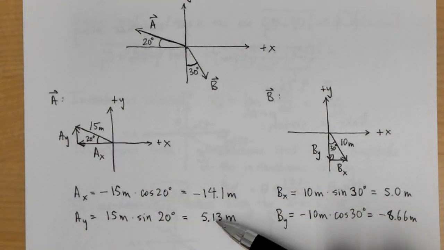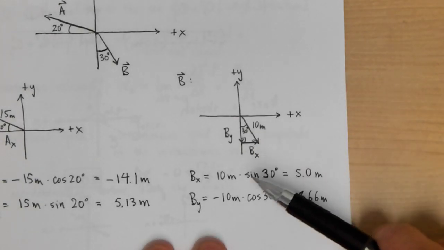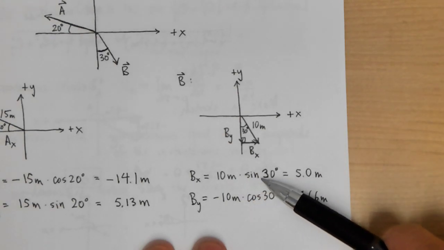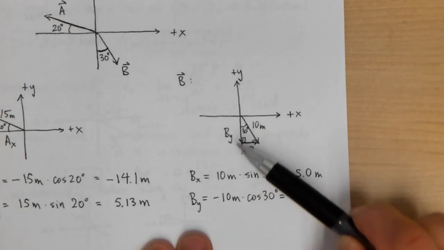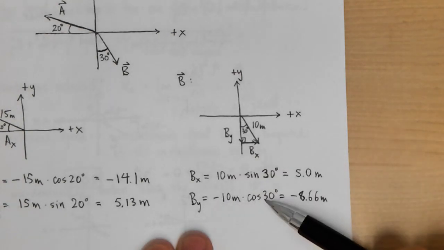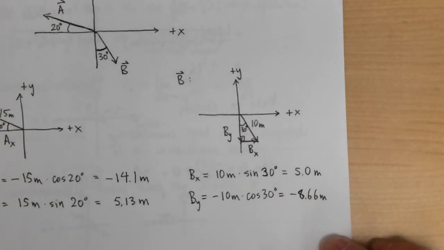That comes to 5.13. Bx will be in the positive direction here. It will be 10 times the hypotenuse times the sine of 30 because it's the opposite to the 30-degree angle. And that's 5.0 meters. And By is in the negative direction, and that'll be 10 times the cosine of 30 degrees because it's the adjacent side, minus 8.66.